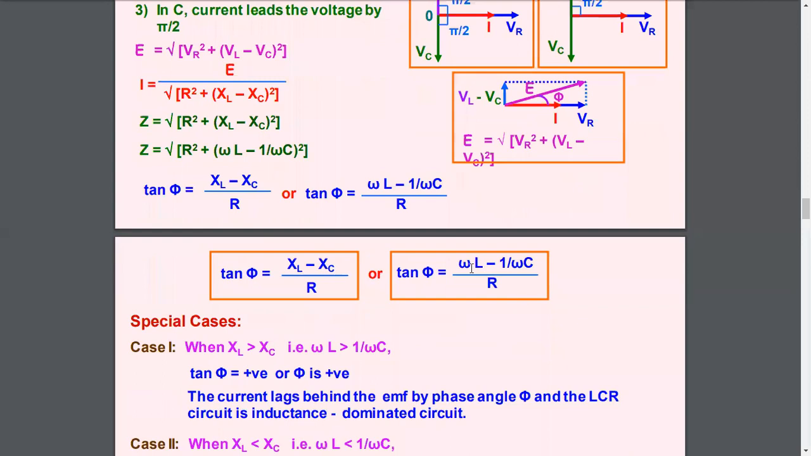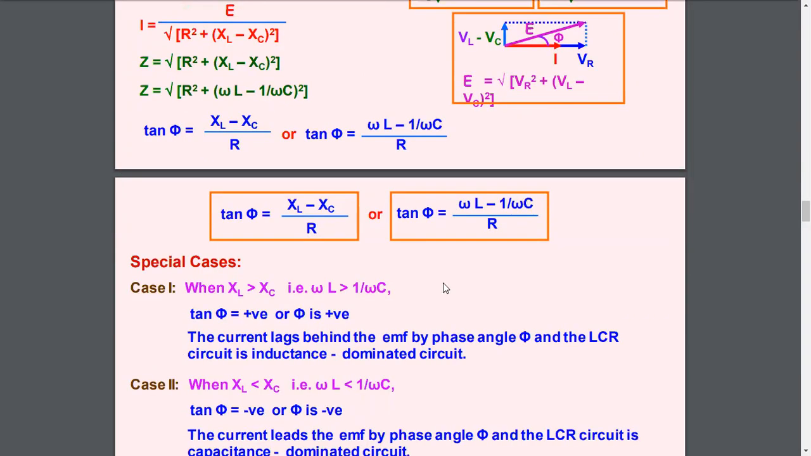But here we see that when omega increases, omega L will increase, but 1 upon omega C will decrease. So at a particular value of frequency omega, the phase difference between current and voltage becomes 0, and that frequency is called the resonant frequency. And for that frequency, the LCR circuit will behave as a purely resistive circuit, as if there were no inductor or capacitor in the circuit, although physically the inductor and capacitor are present in the circuit.